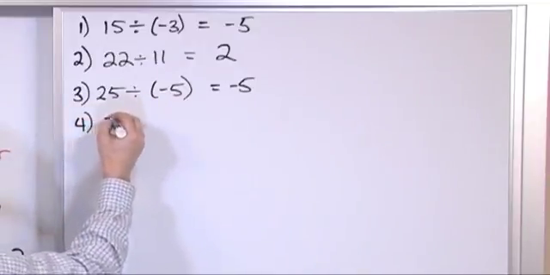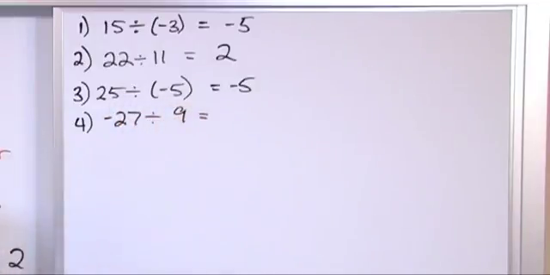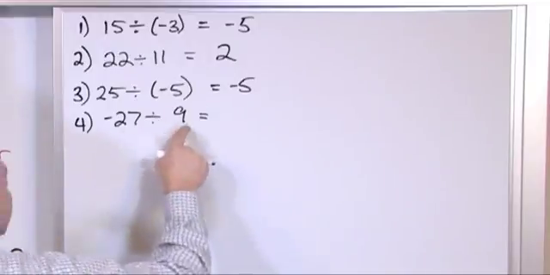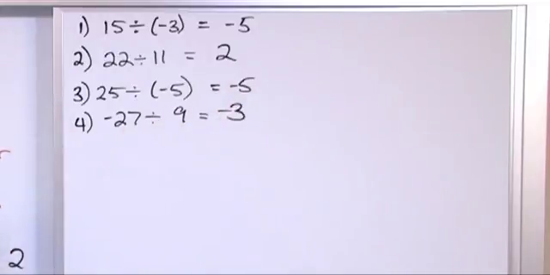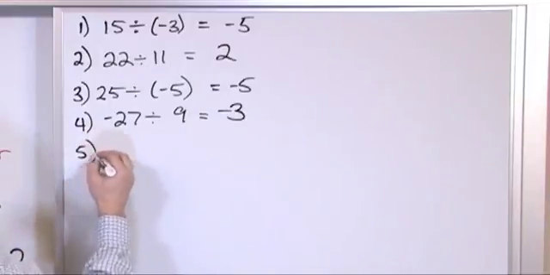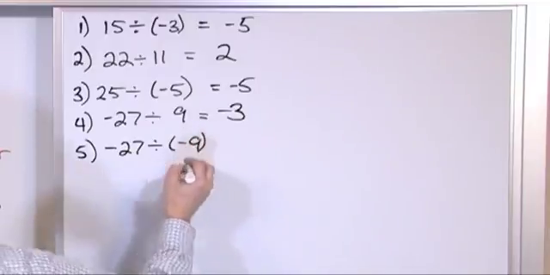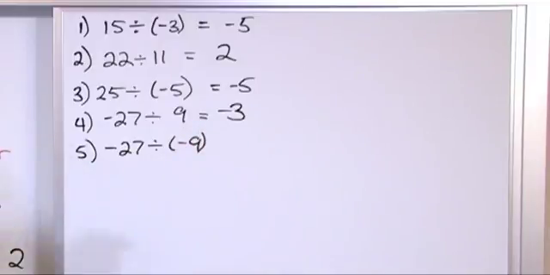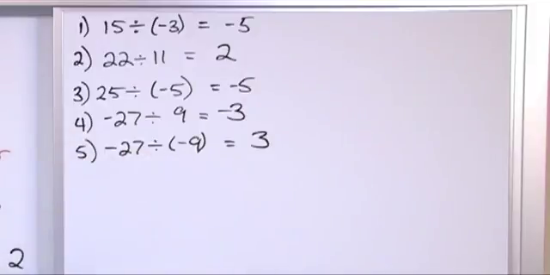What if we had negative 27 divided by 9? 27 divided by 9 gives us 3, but it's negative 3 because these signs are different. And just to round it out, what if we had negative 27 divided by negative 9? Same thing. It's going to be 3, but the answer is positive 3 because these signs are the same. So it really does boil down to just looking at the signs of the numbers that you're dividing, just like in multiplication.